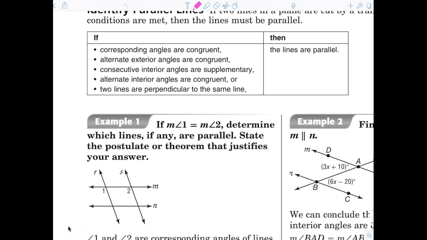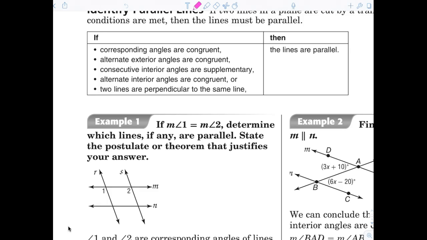Now, I would also like to say that all of them can be proven except for, I think we talked about this, or I may have mentioned it just briefly, corresponding angles. Corresponding angle postulate. That means what? They're just telling you through observation that if the corresponding angles are congruent, the lines must be what? Parallel.